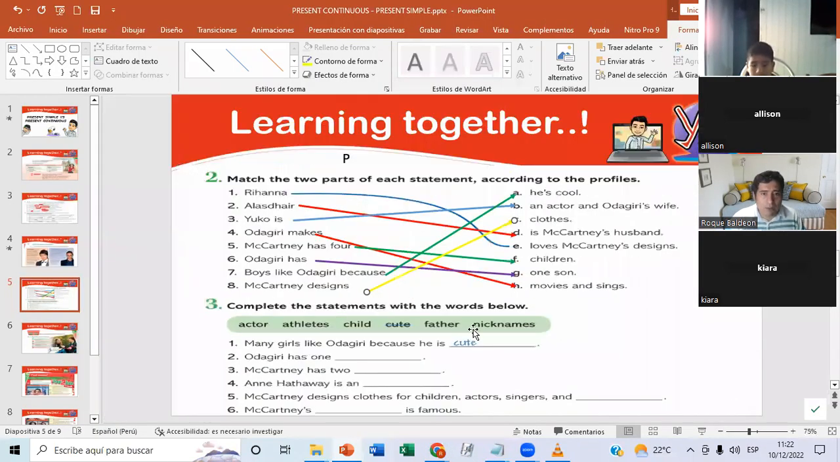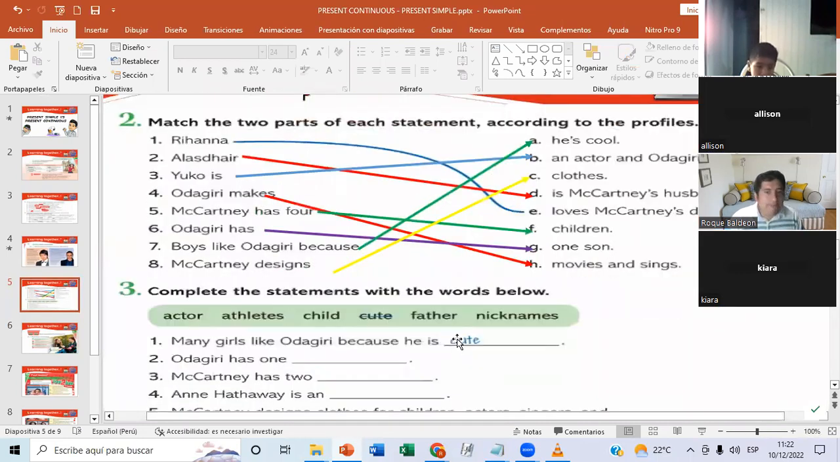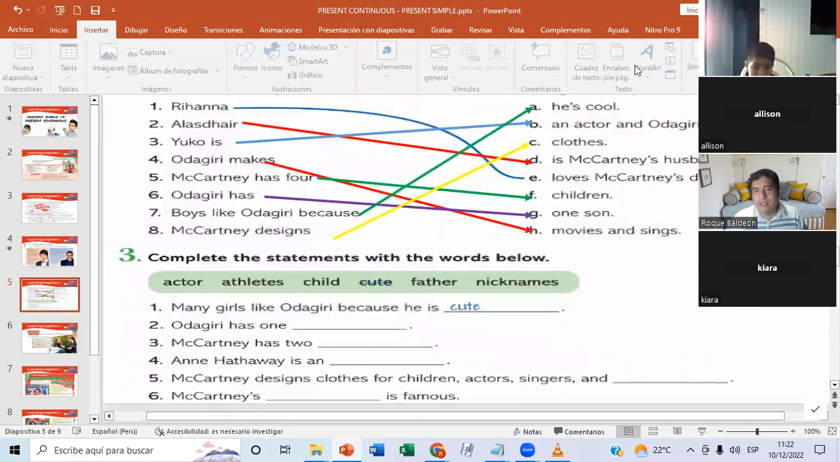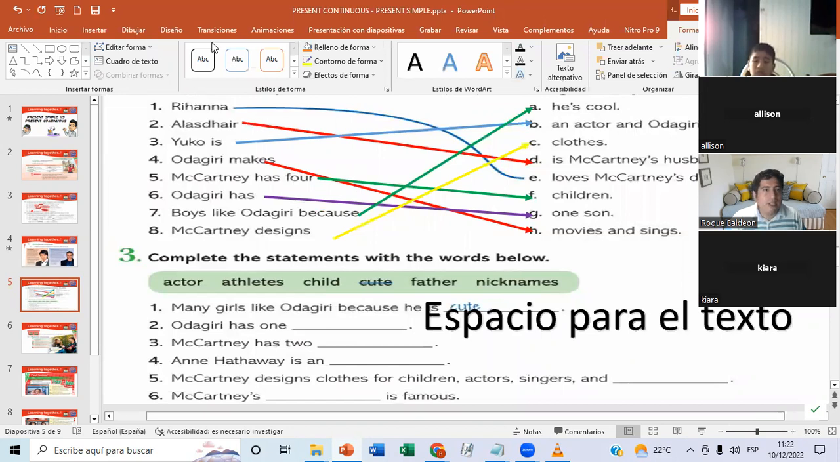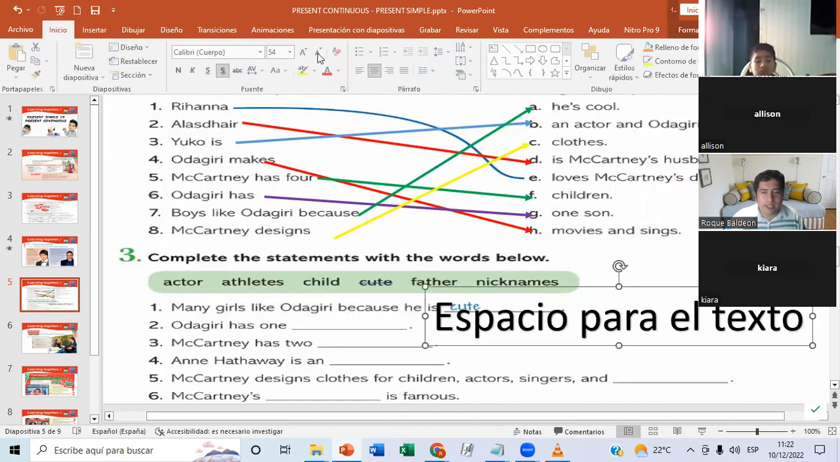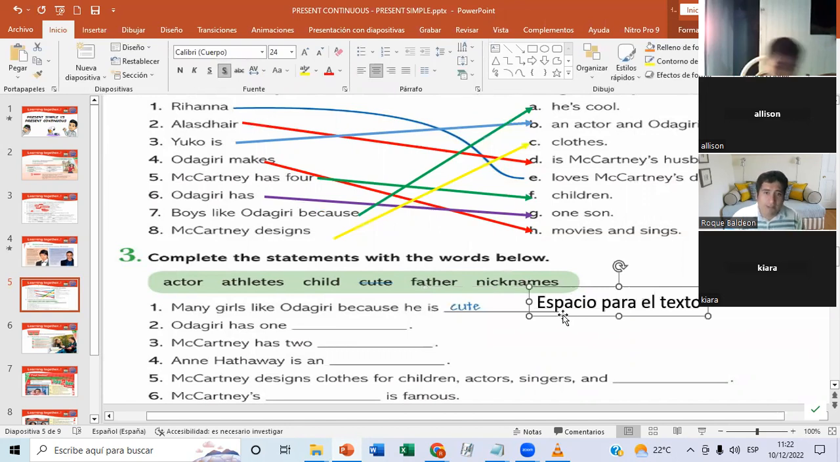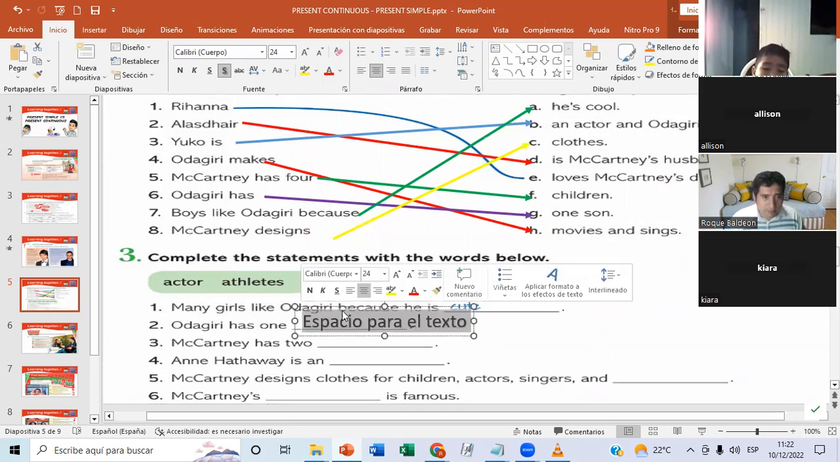Good. Vamos aquí, please. Seguimos completando acá, please, come on. Y ya se nos viene quizzes, ¿ah? Se nos viene el quizzes, students. Good, awesome. That's it. Very good. Many girls like Odagiri because he's cute. He's cute. That's it. Very good.